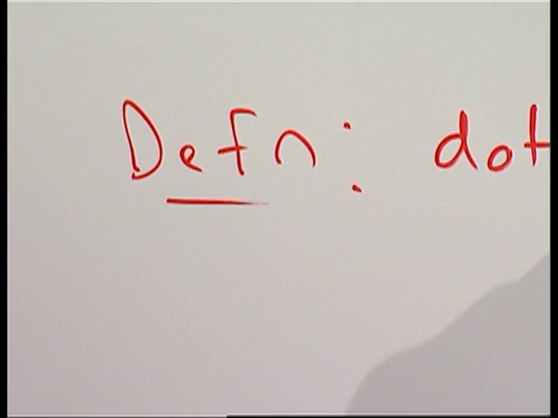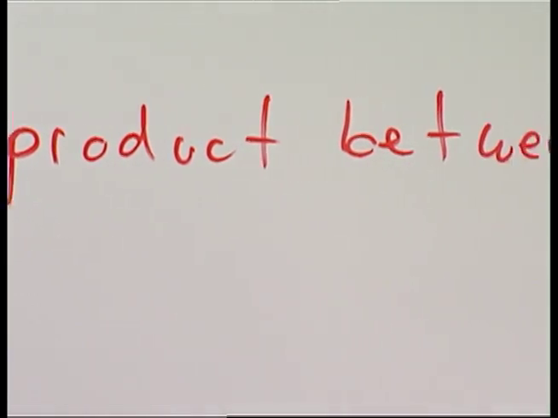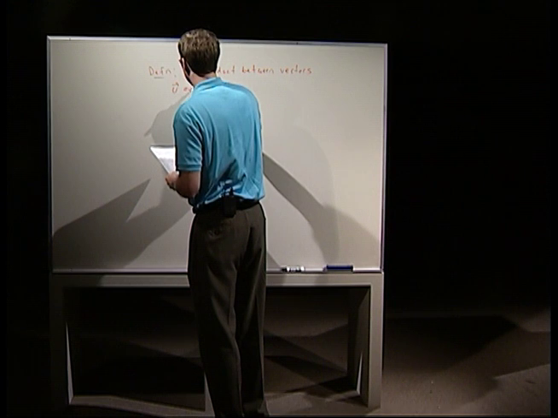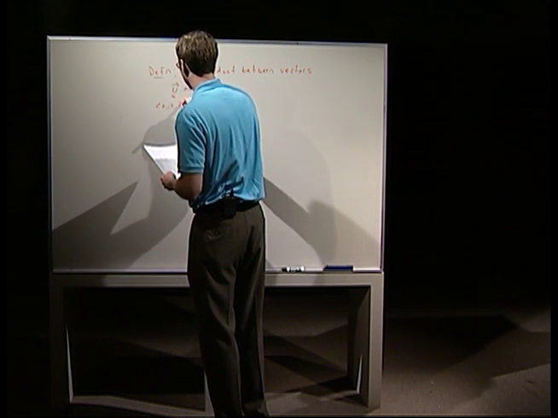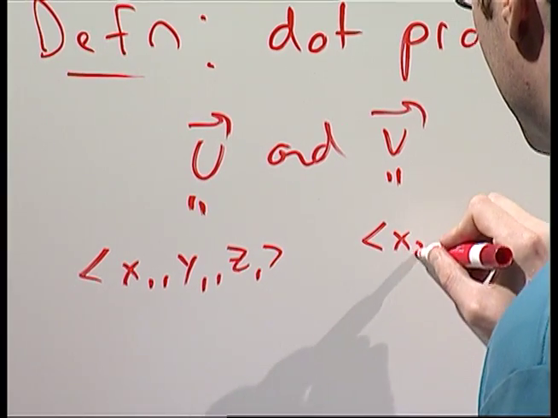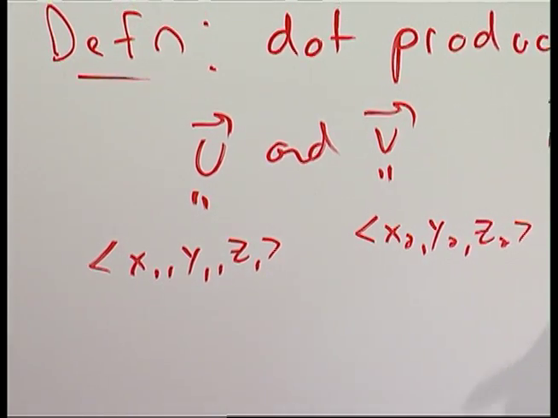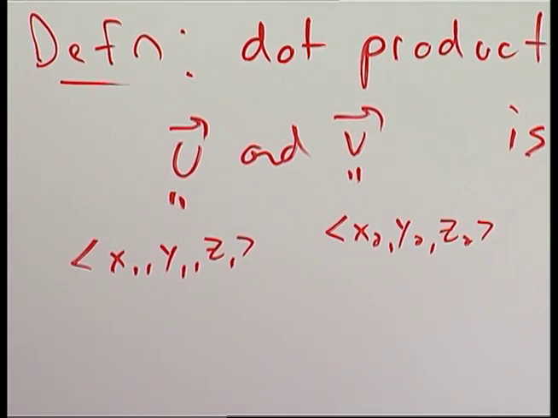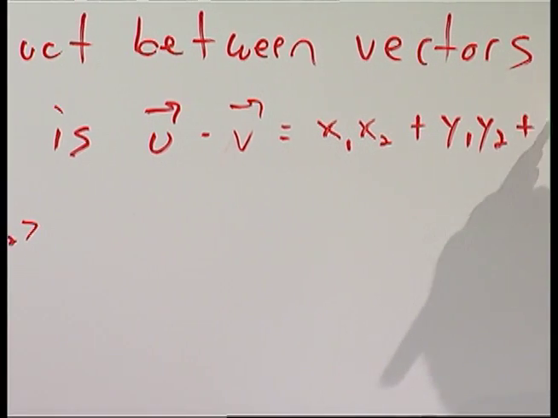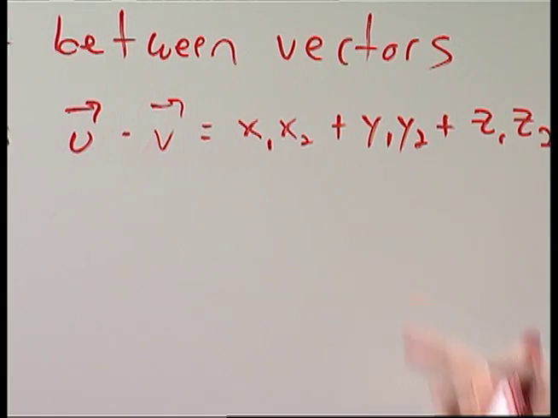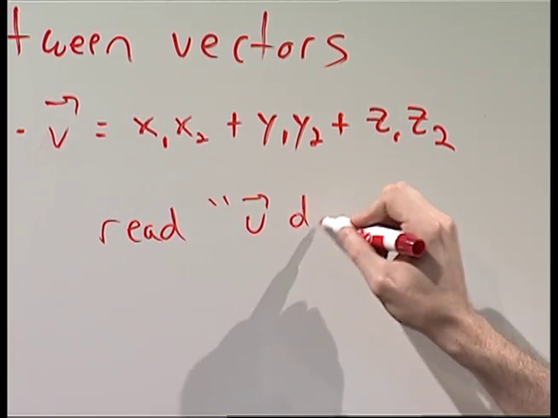The dot product between vectors u and v, where u has components x1, y1, z1 and v has components x2, y2, z2, is u dot v, the sum of x1 x2, y1 y2, z1 z2. So there is the dot product, and this is read just like I said it. This is u dot v.